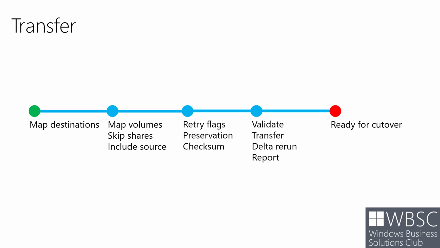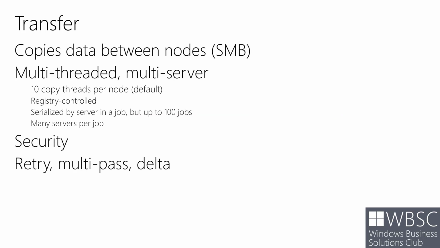We can configure how often Storage Migration Service should try to retry a transfer. We can configure the validation attributes. Then we are ready for the cutover. In the transfer, we copy data between nodes via SMB. It's multi-threaded and multi-server, so we can have up to 10 copy threads per node. This is the default value. The transfers are serialized by server in a job, and we can have many servers per job.